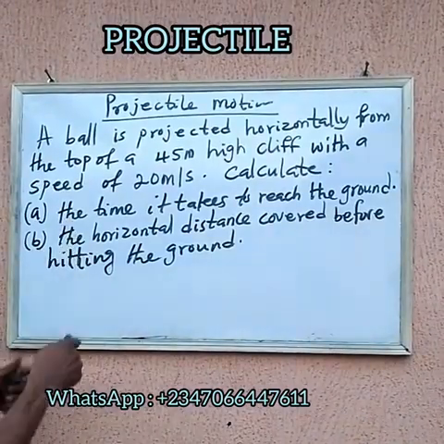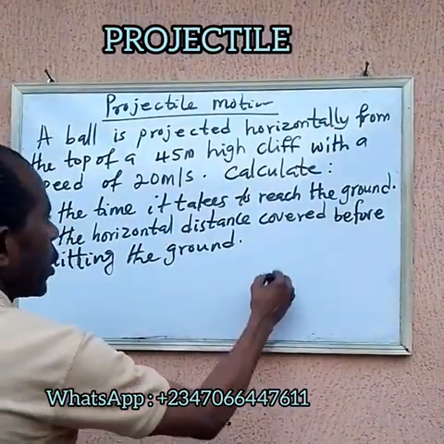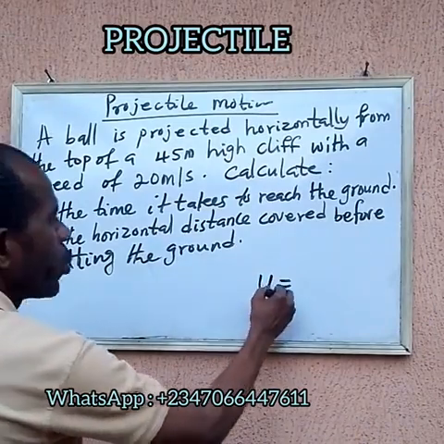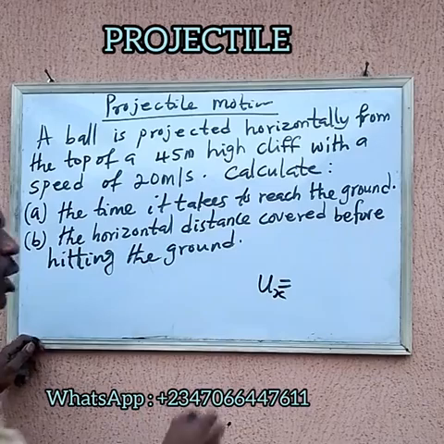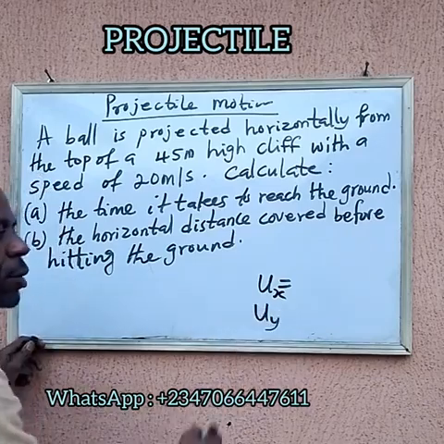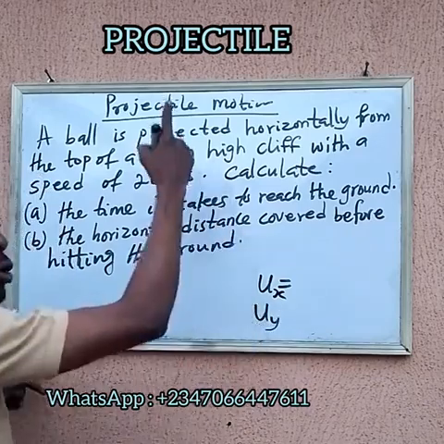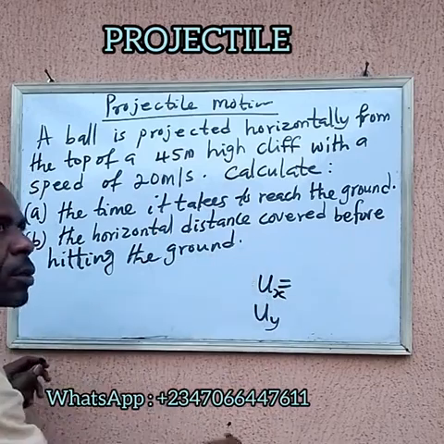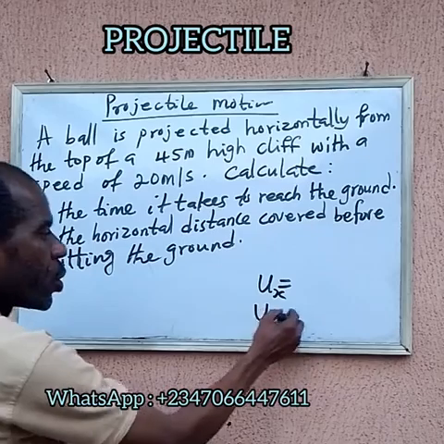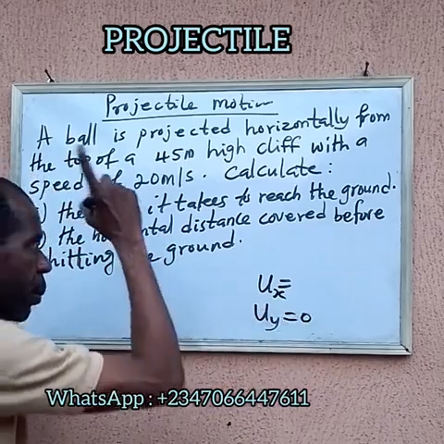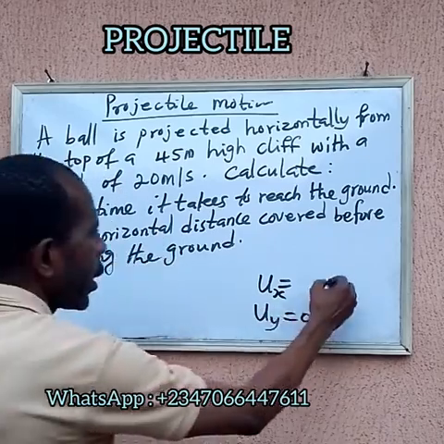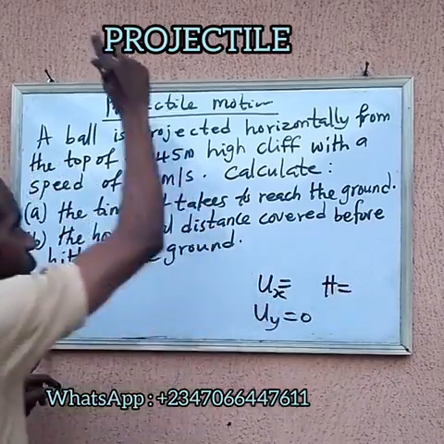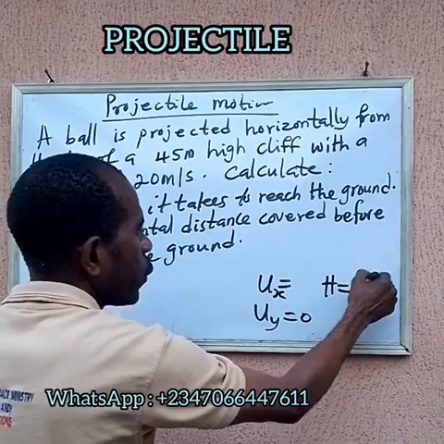Now let's look at the diagram. We're already given u, the initial velocity. This is ux, the horizontal velocity, not uy. This one represents vertical motion, while this one represents the downward motion. So this here is 0, this one is 0 at the top. Now the h here is the height of the cliff, and the h there is 45.